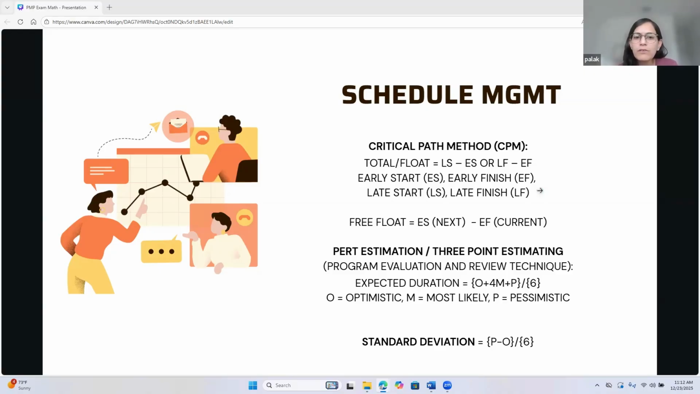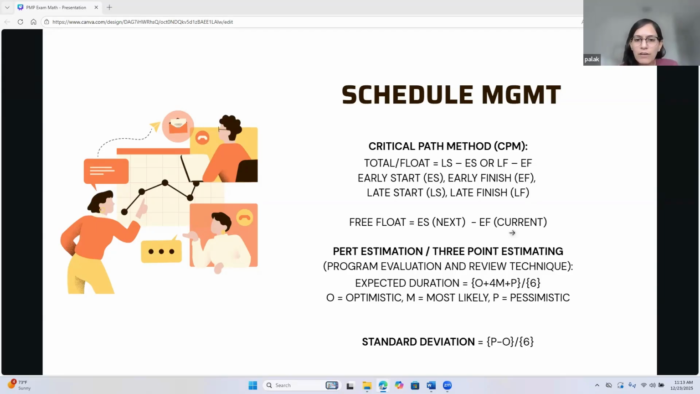Okay, the other one is the free float, which is the early start of the next minus early finish of the current one. So free float tells you how long an activity can slip without delaying the next activity. So free float is among activities, while the total float is for the overall schedule. And so this is useful when coordinating handoffs between teams and so on.